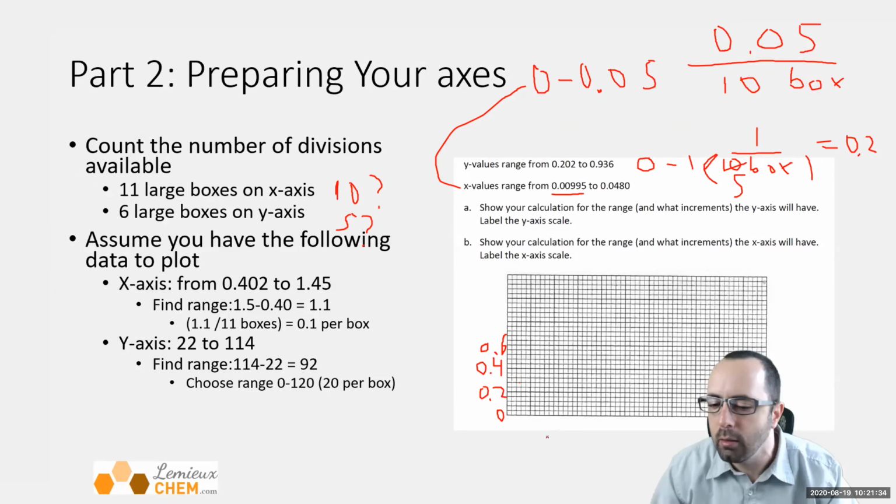So I can go 0, 0.01, and that would be this box right here. Now, if you can write very small, you could label this one 0.005, then this one 0.01, then this next one is 0.015, and this one right here will be 0.02. And you can see that if we continue, we're going to get to about 0.05. And so we'll be able to cover our entire range.